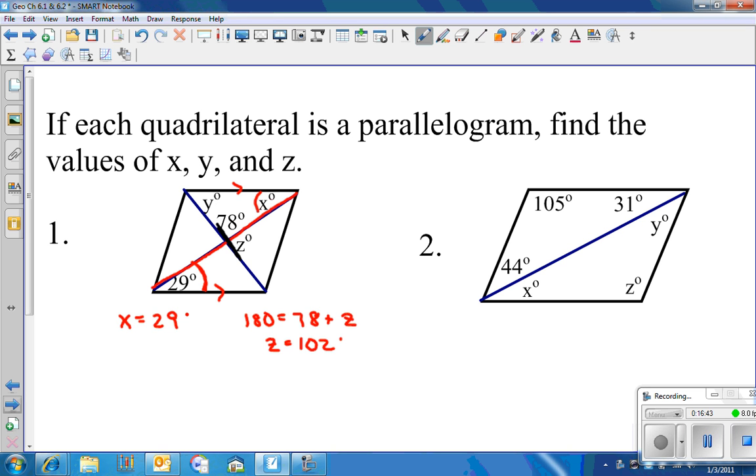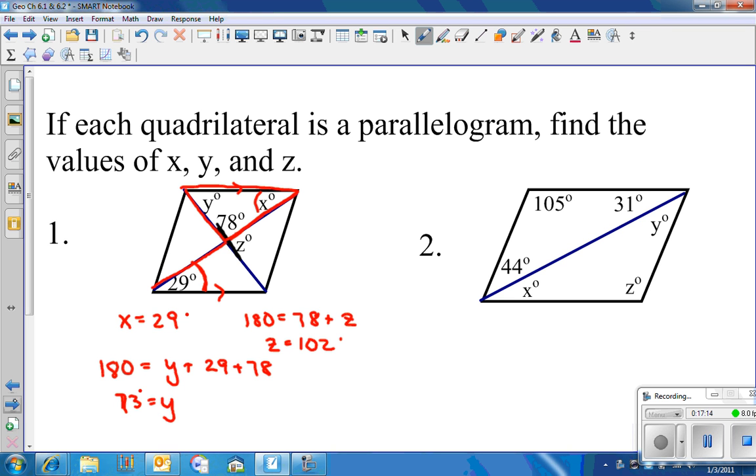Now I need to find y. Oh, here's a triangle. You see my triangle? And in a triangle, all three angles add up to be 180. 180 equals y plus the x, which is 29, plus the 78. So I subtract those, and I get 73 equals my y. 73 degrees.